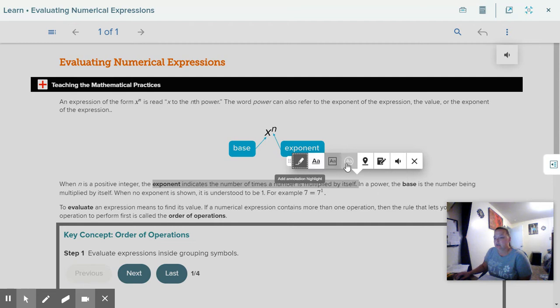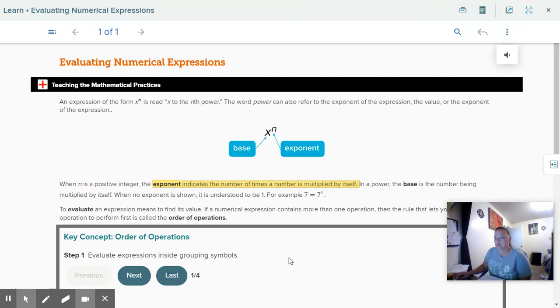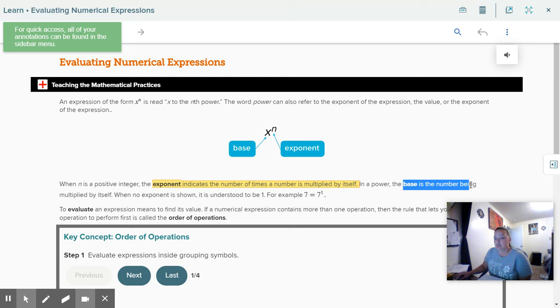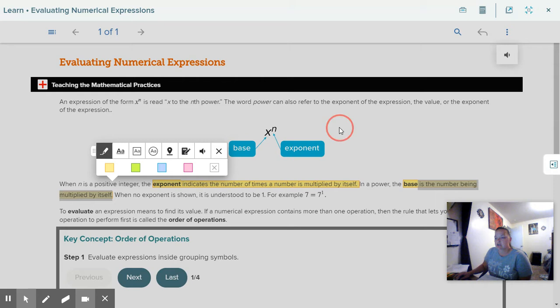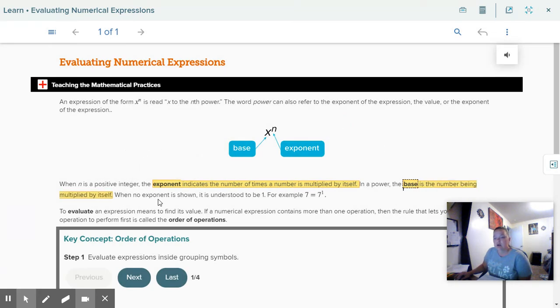Okay, make sure that you have that in your notes. In a power, the base is the number being multiplied by itself. It's another thing to make sure you put into your notes. When no exponent is shown, it is understood to be 1. For example, 7 is the same thing as 7 to the first power, 7 to the 1, right? Because 7 is just 7.